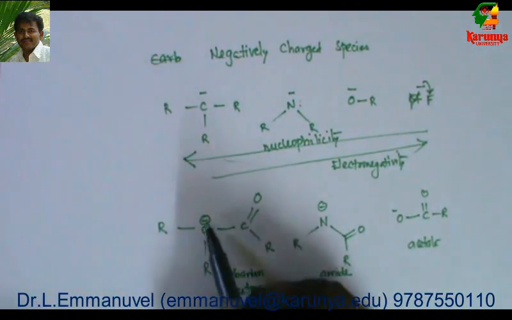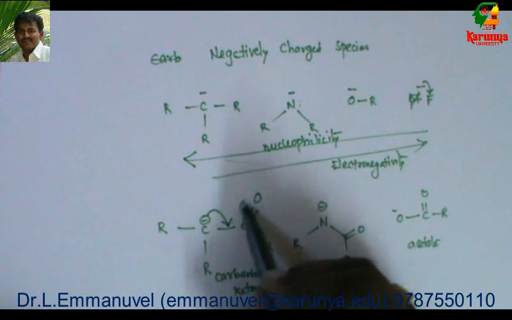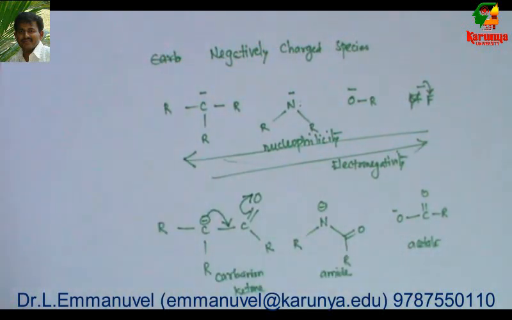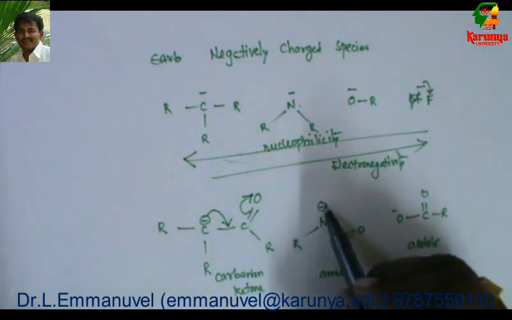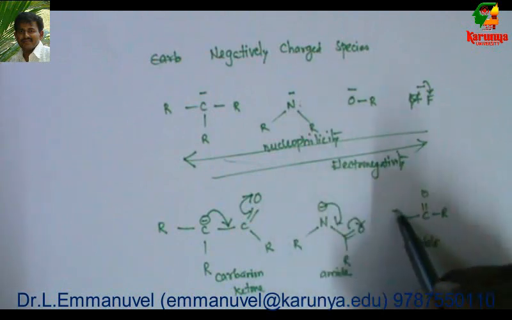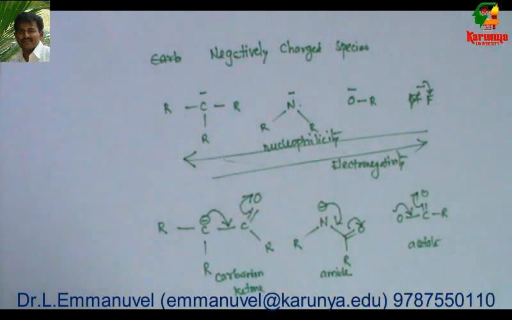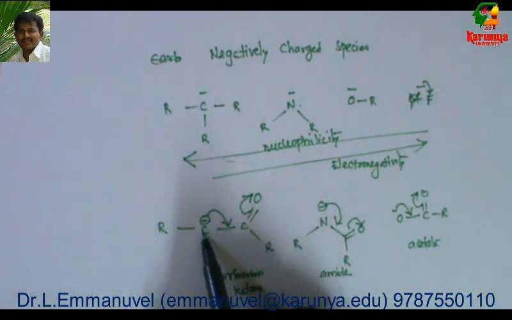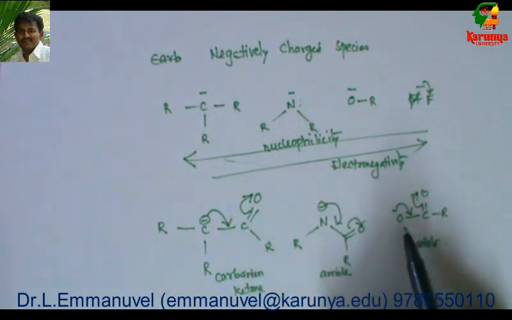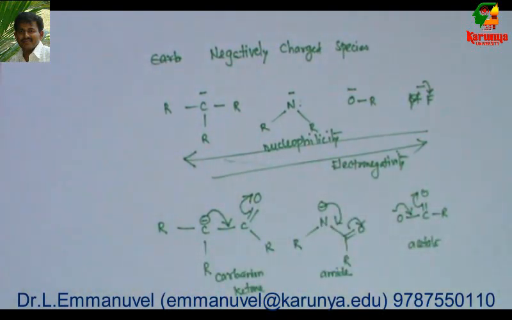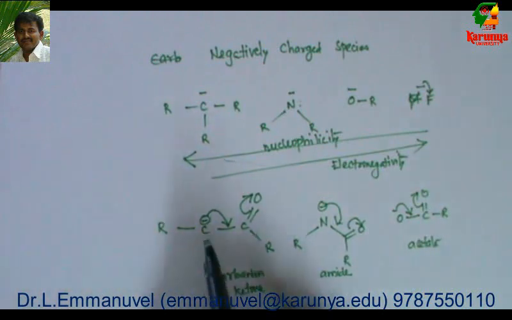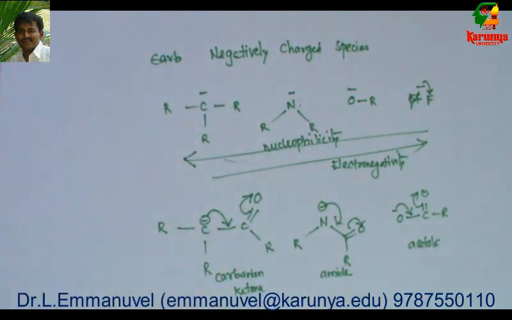Now, this minus charge can delocalize like this. Similarly, as a result, the available electron cloud on this carbon or nitrogen or oxygen becomes less. In other words, this carbanion is resonance stabilized. It is more stable than this one. If it is more stable, the reactivity will be very less.